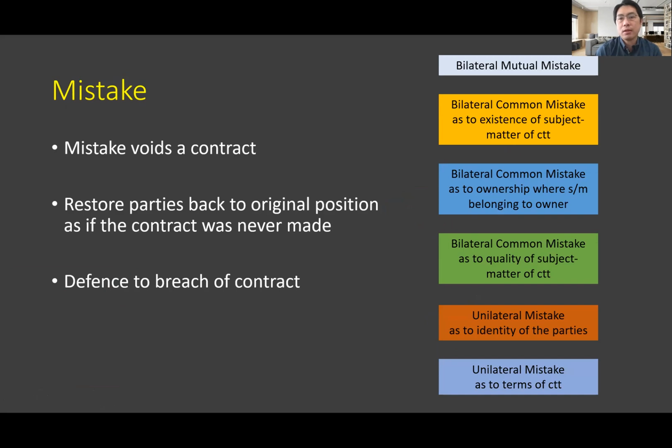Bilateral mutual mistake, bilateral common mistake, and you'll see that even for bilateral common mistake, there are 3 types of bilateral common mistake. And of course, you have your unilateral mistake, and then even then, you have your 2 different types of unilateral mistakes. So how then do we identify or relate this, practically speaking, to scenarios, and when is it one type of mistake as opposed to the other?